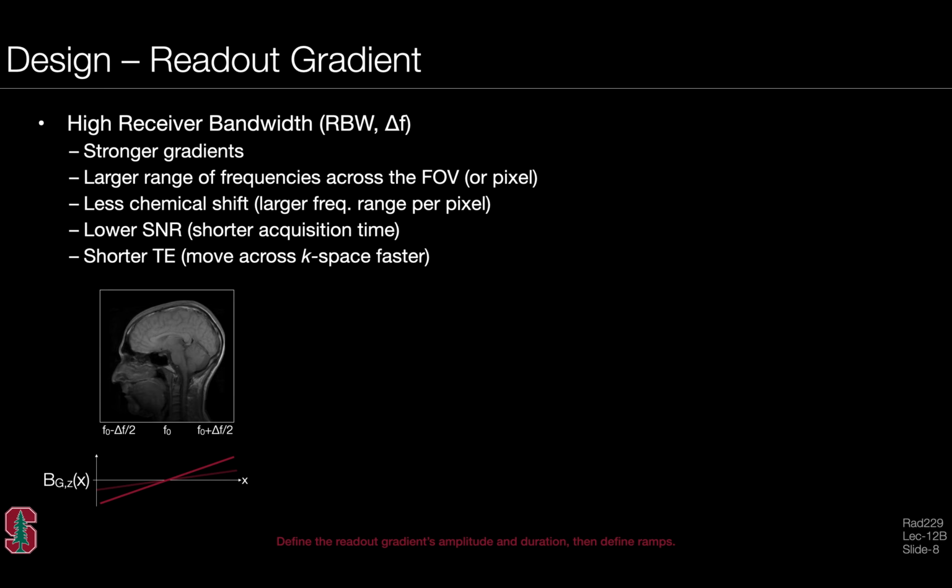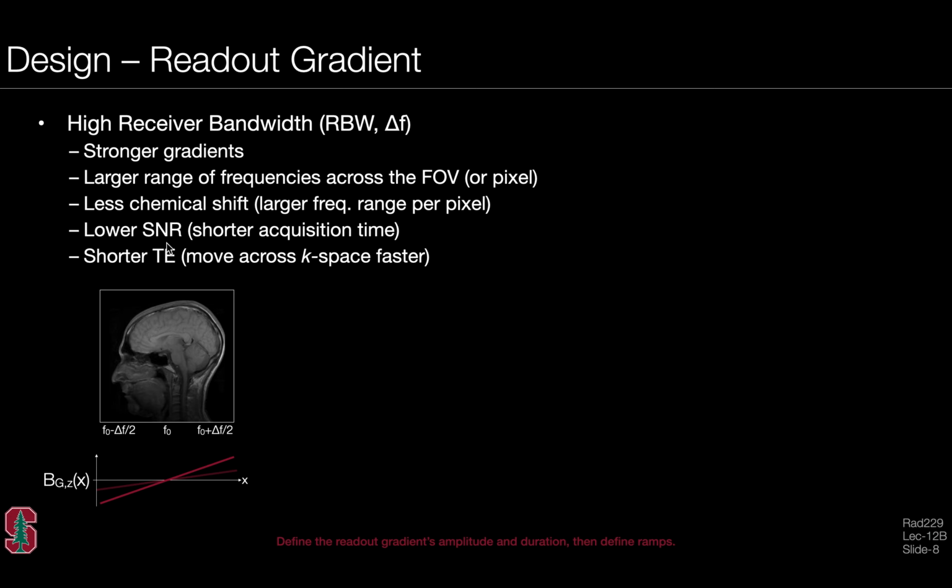Let's now turn to designing the readout gradient, and we have under consideration the use of a high receiver bandwidth. This accords with a high range of frequencies used to encode across the field of view and then subsequently received by the receiver system. High receiver bandwidths require stronger gradients that produce a larger range of frequencies across the field of view, or in fact across each pixel. Higher receiver bandwidths consequently produce less chemical shift. There's a larger frequency range per pixel, and the shift for off-resonance species like fat is smaller as a percent of that frequency range, and consequently they shift less.